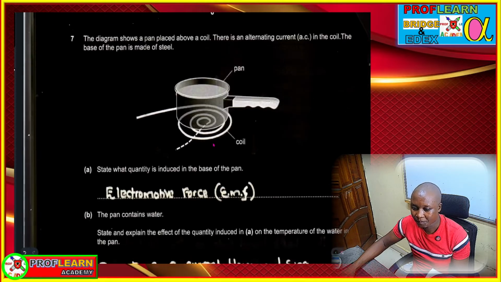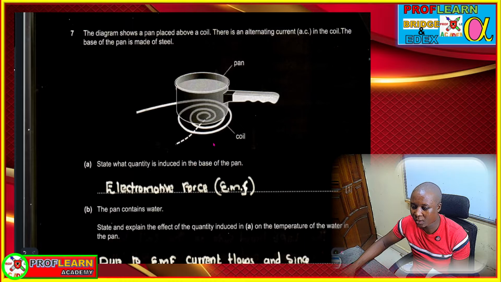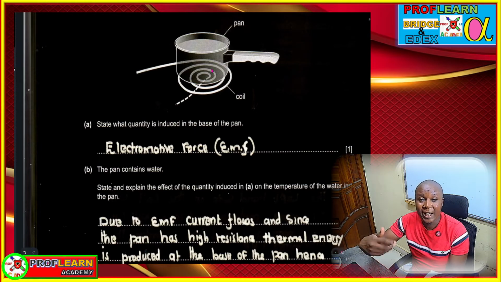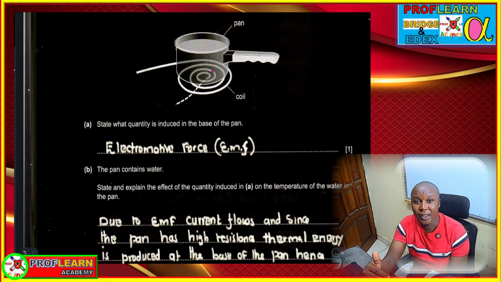We have explained that. State the quantity which is induced in the base of the pan, that is electromotive force, EMF, or we can say voltage, is induced in the base of the pan. When current flows through the coil, there will be magnetic fields created, and when those magnetic fields cut across the pan, because a pan is a conductor, then we are going to have an EMF induced at the base of the pan. When EMF is induced, a current is going to flow through the pan, and then thermal energy is going to increase, because we know energy is equal to IVT, current times voltage times time.